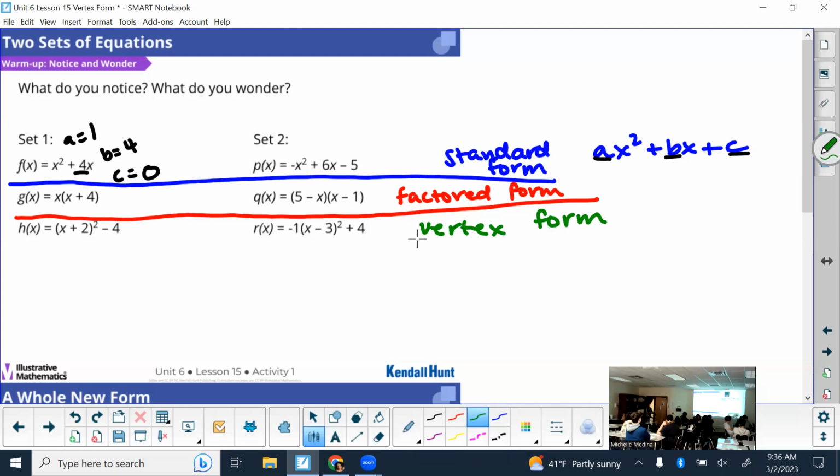In the name, the vertex. All right, so that's going to be the form we're looking at today, and its advantages. Real quick though, I forgot to cover why factored form is useful.